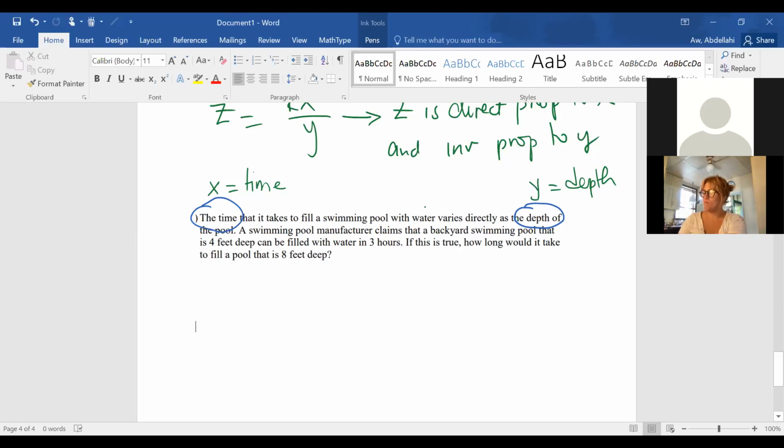Now we say varies directly right here. This varies directly allows you to write what equation? Y equals KX, because it says varies directly, right?